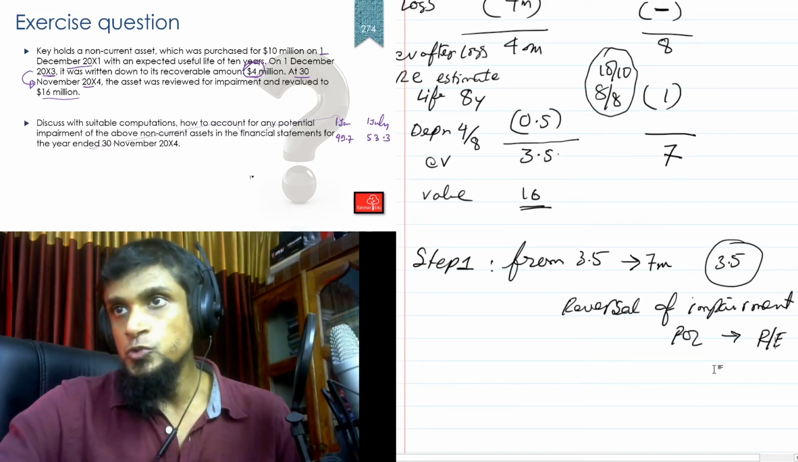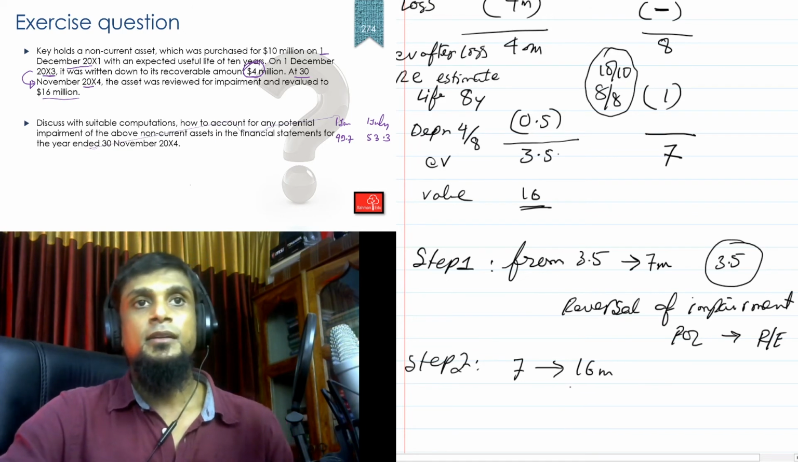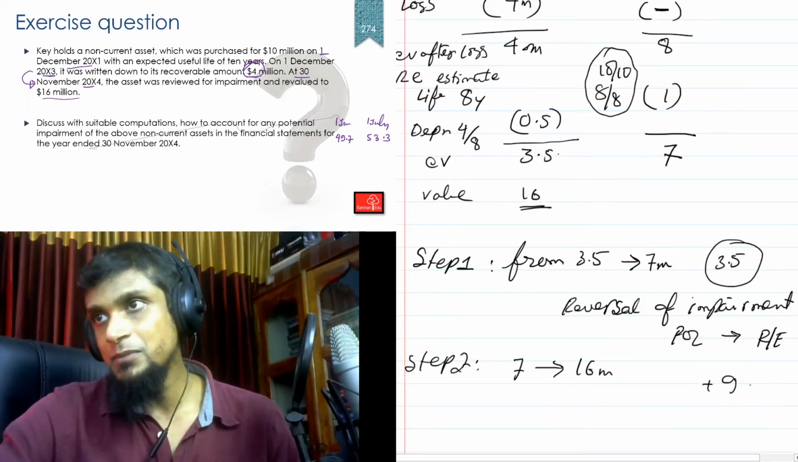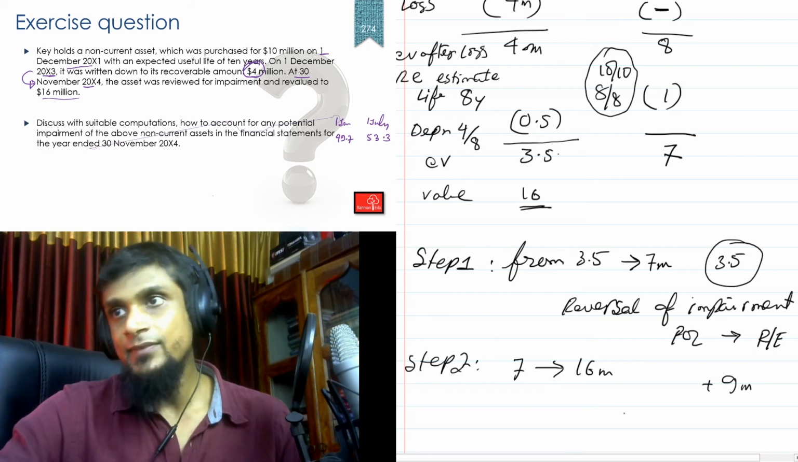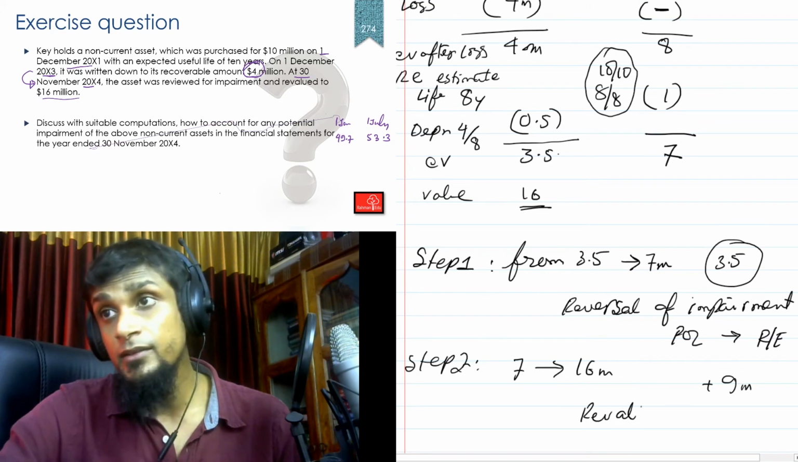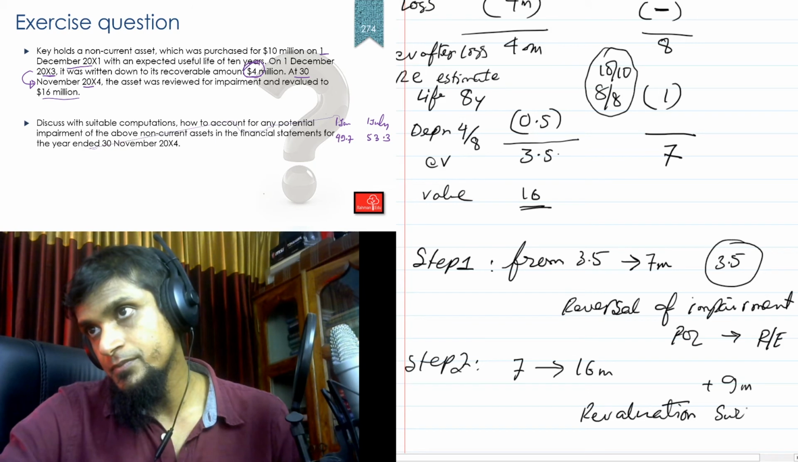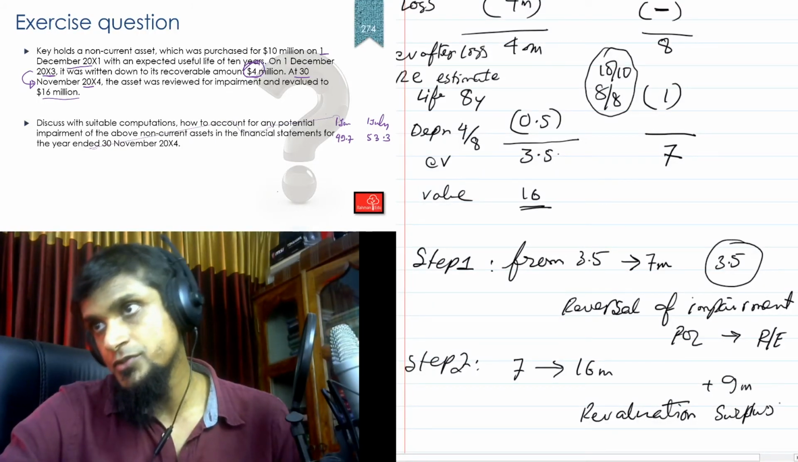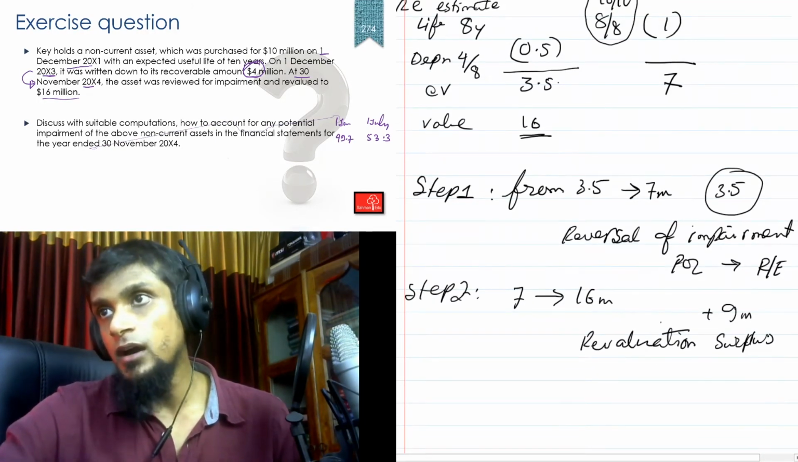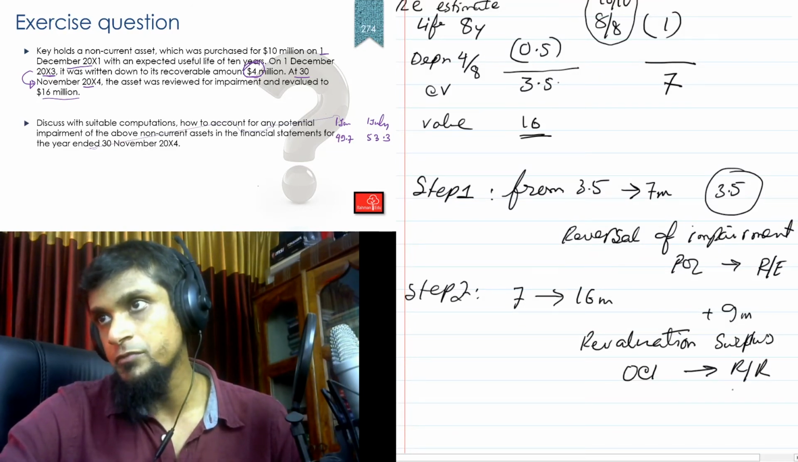And step 2, we got 7, from 7 to $16 million. There we get another $9 million we need to add. And this is called revaluation, if we follow the revaluation model at all. Revaluation surplus. That goes to OCI, kept in a separate reserve, of course.